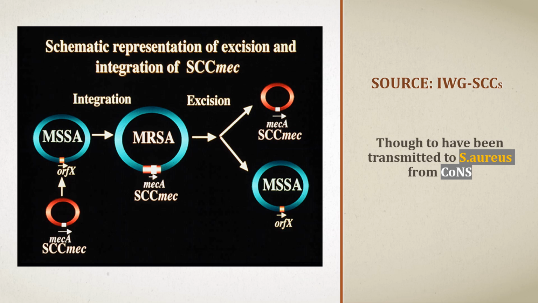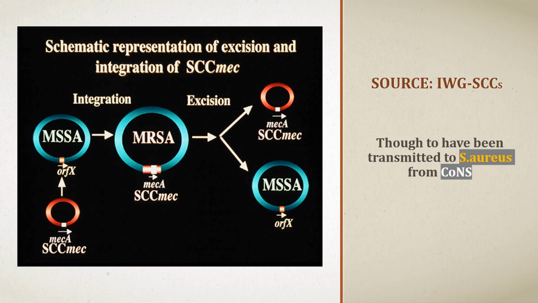This ORF-X is a conserved staphylococcal gene. It means it's present in all staphylococcal species. So it can be used in molecular techniques to confirm the presence of staphylococci in the sample. But remember, it's not part of the SCC. It's not part of the staphylococcal chromosomal cassette. It's part of the original staphylococcal chromosome.